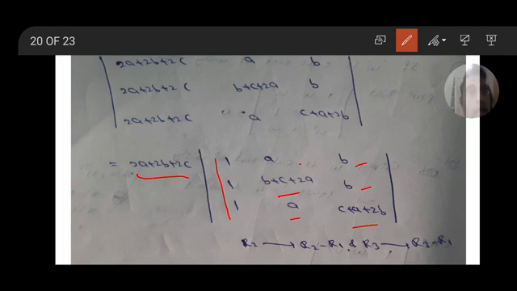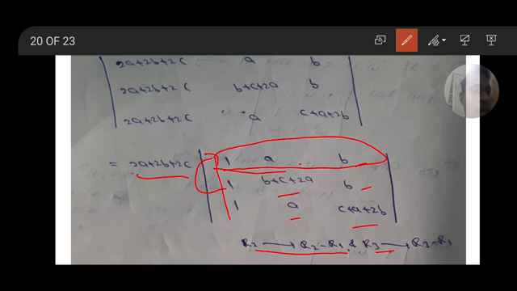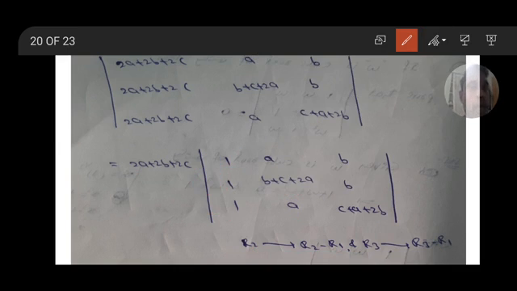Next, I am fixing the row with 1, 1, 1 as it is. Next, second row R2 minus R1 and R3 minus R1, to get zeros. R2 minus R1: 1 minus 1 is 0, and b plus c plus 2a minus a, where 2a minus a means plus a, so we get a plus b plus c.